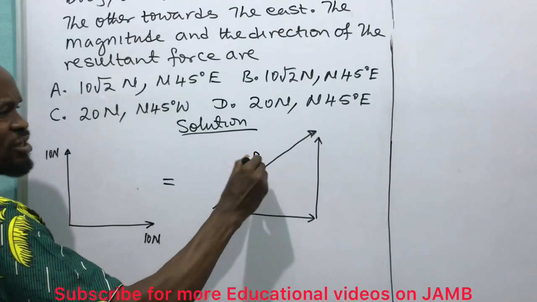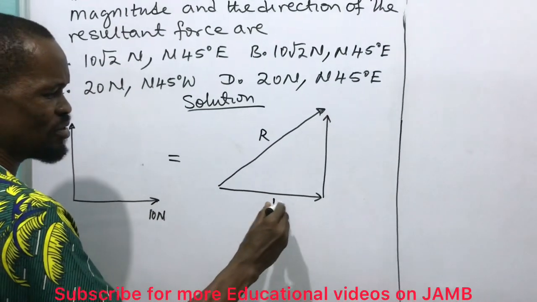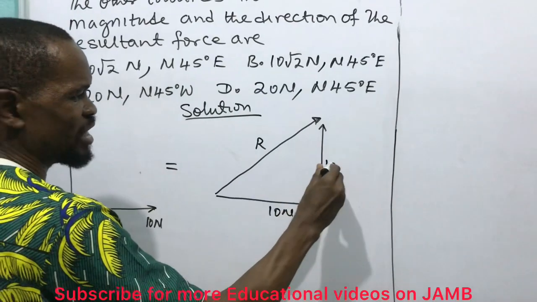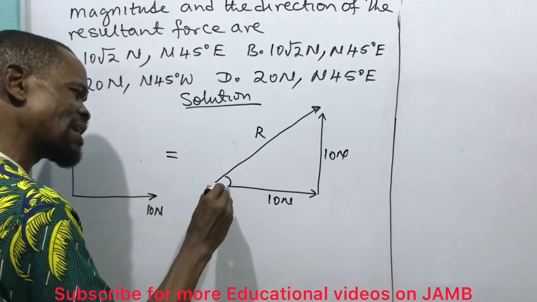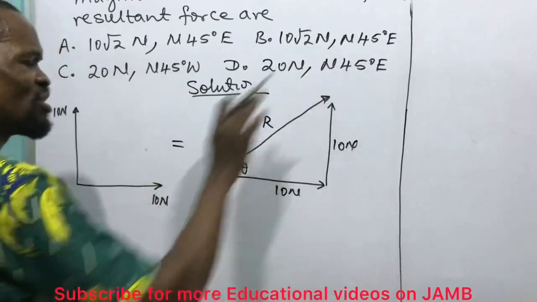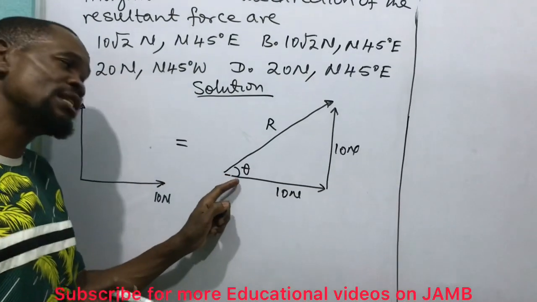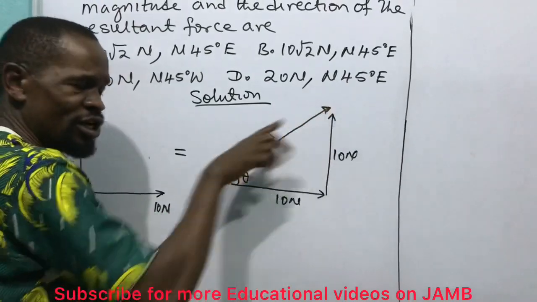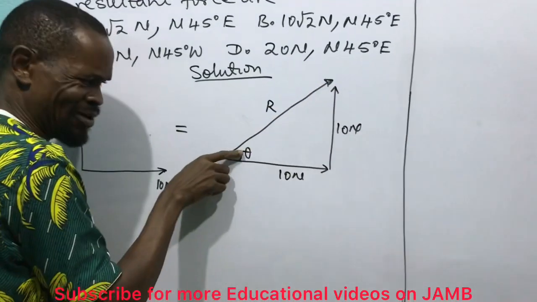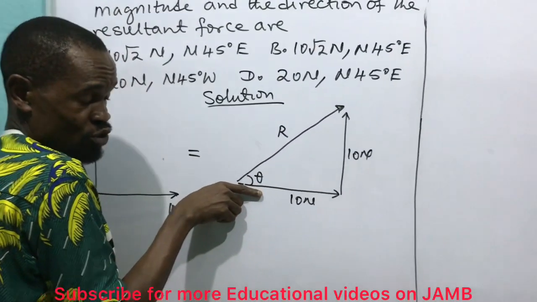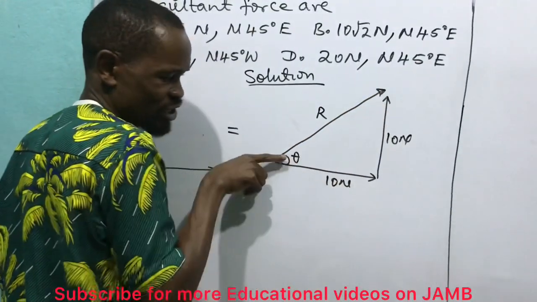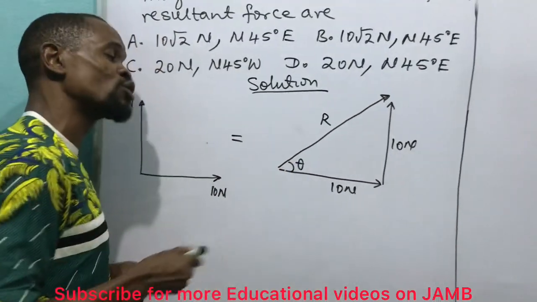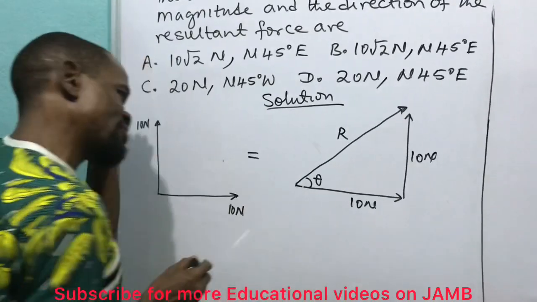And this is my resultant force. This is 10 newton, and this man is also 10 newton. And this is the angle of direction of my resultant force, which is the angle it makes with the horizontal. I told you that the direction of the resultant force is the angle it makes with what? Horizontal. And that's what I have given to you now.